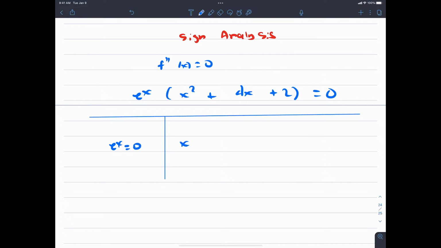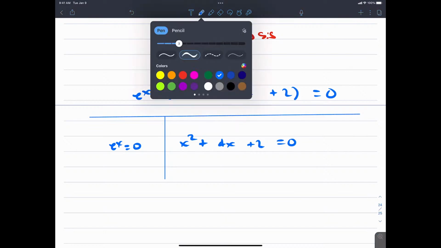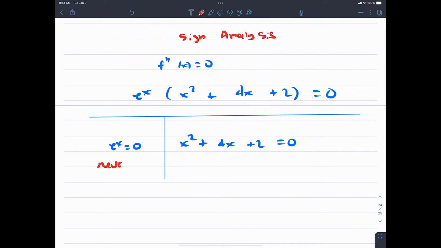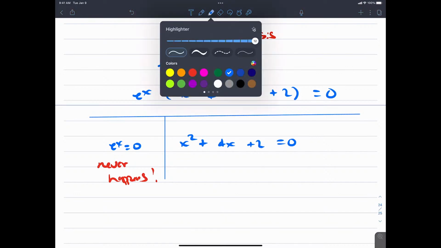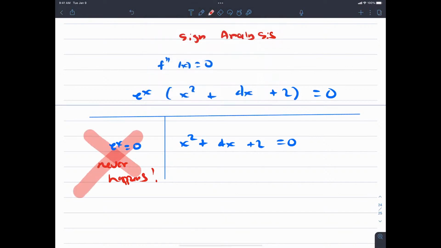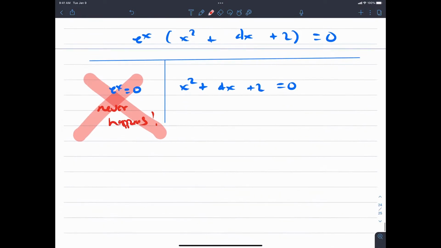e to the x is 0. x squared plus 4x plus 2 equals 0. And ladies and gentlemen, what do you know about the left side? Never happens. If it never happens, you get to throw it out. And what about the right side? What do you guys know about this? Is it factorable? Nope. Then what do you use? The quadratic formula.